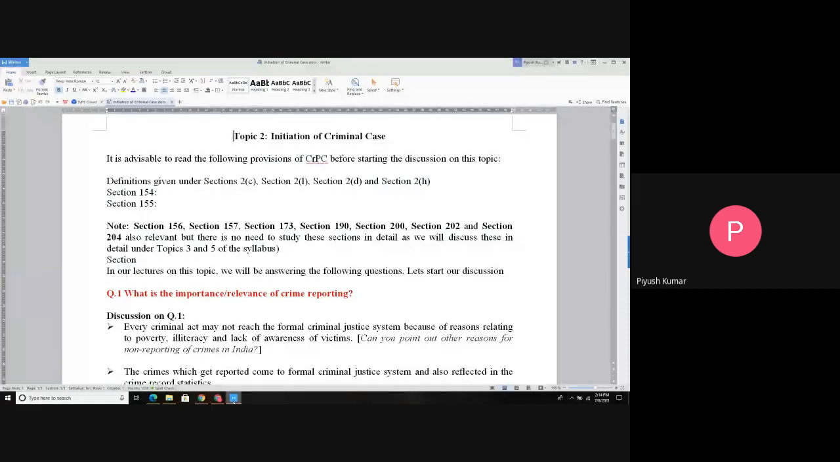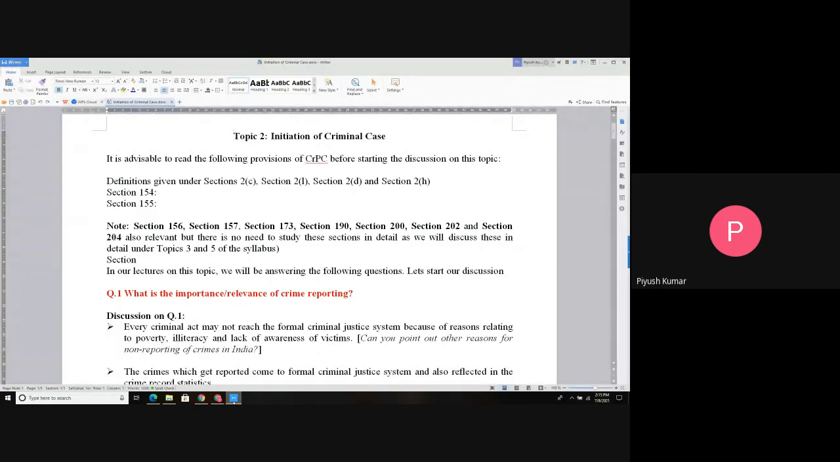So जो topic number 2 or 3 of your syllabus है, this definition would be featuring in our lectures again and again, because the expression cognizable offense and non-cognizable offense is provided there in 154, 155, even in other sections of the chapter that we will be discussing.